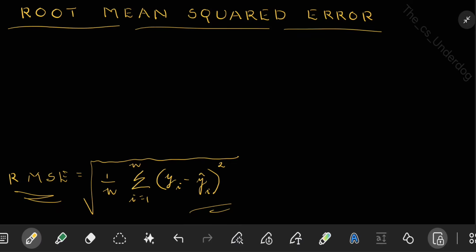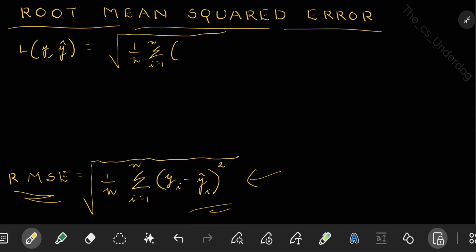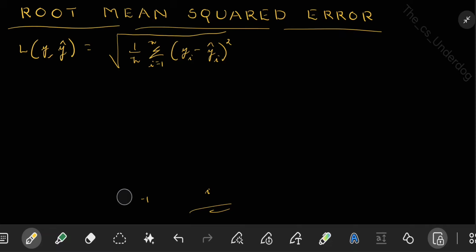First of all, I'll write loss of y and y cap. How is this loss written? Loss is this particular function. So I will write it here: root of 1 by n sigma i equals 1 to n, (yi minus yi cap) the whole square. This is the formula for RMSE error. So you call it error or loss. Both are one and the same.